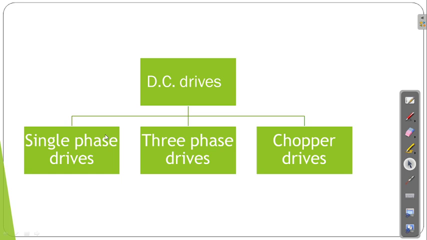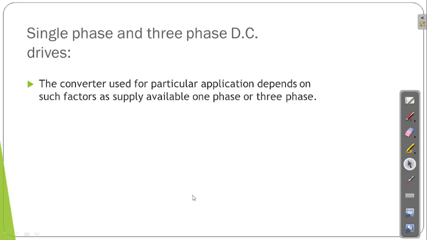The main classification of DC drives is single phase drives, three phase drives, and chopper drives. These are the main classifications of DC drives. We are going to see them one by one in depth. First of all, we will see single phase and three phase DC drives.